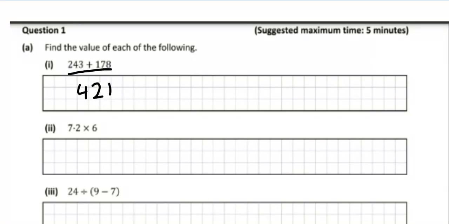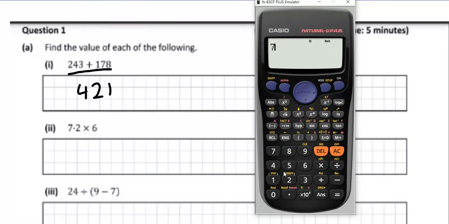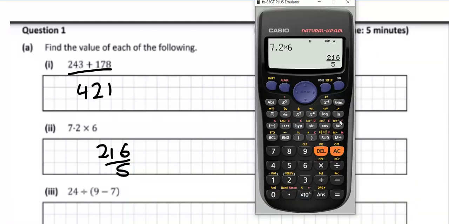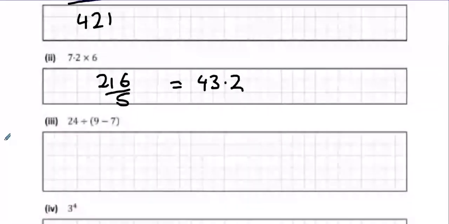421 exactly. And I mentioned before the exam that you could just put in 7.2 multiplied by 6 in your calculator, and you get 216 over 5. Some people wrote, or what else? What did other people write? 43.2, yeah. And then you go into the next section here.